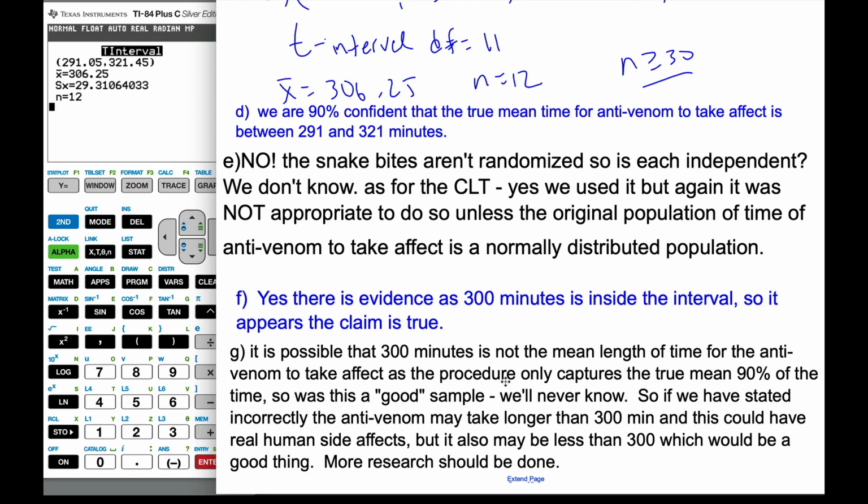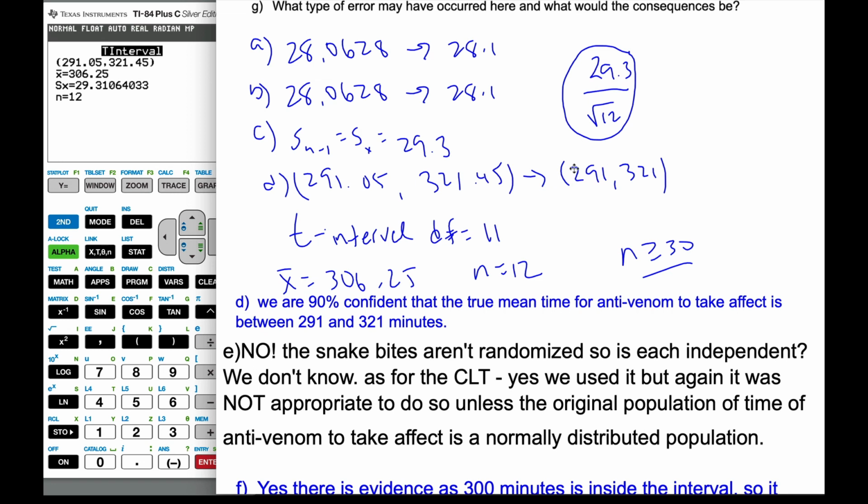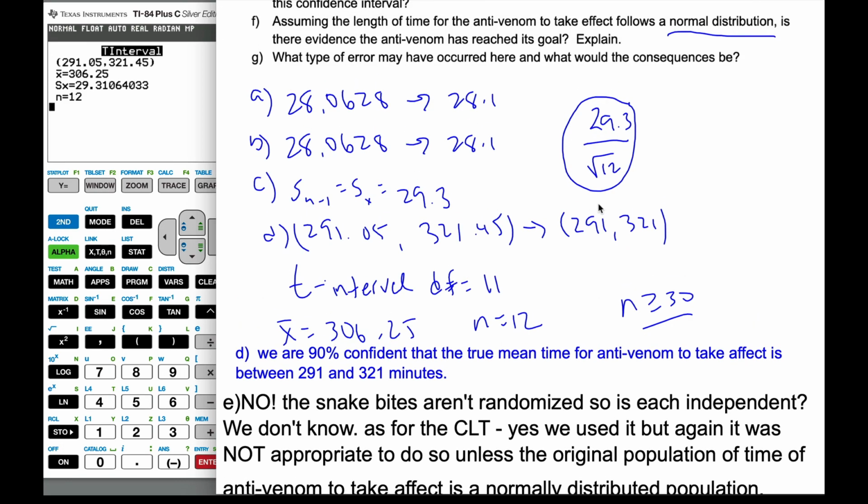We'll never know. So if we stated incorrectly that it's true, the consequences, if there was an error, is the antivenom may have taken longer than 300 minutes, and that could have real human side effects. Or it could also be less than 300 minutes, which could be a good thing, but more research needs to be done. So there are consequences to this confidence interval being one of that 10% that doesn't capture the true value. And we never know if we've made that error or not.